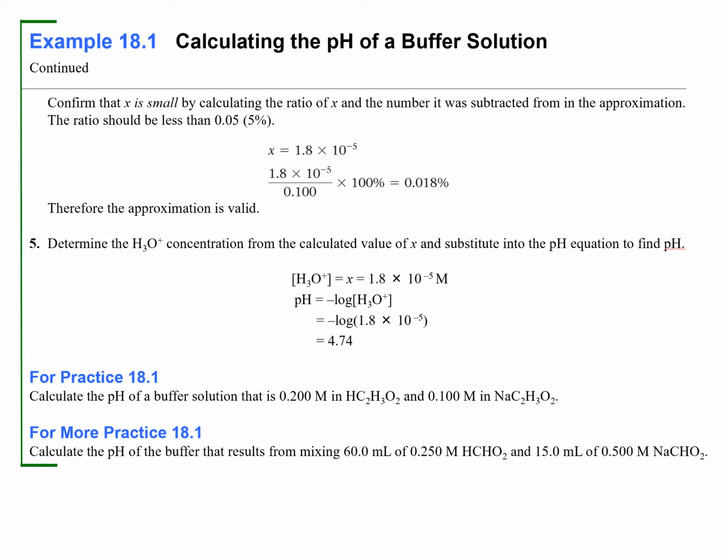Now that we have that term x validated, despite our assumption that we made, step 5, determine the concentration of hydronium from the calculated value of x by substituting into the pH equation. So pH equals the negative log of the concentration of hydronium, or free protons, and we can just plug that right in and get pH equals 4.74, which is correct.